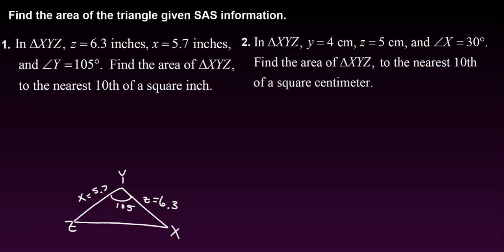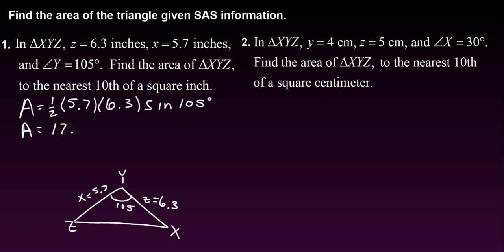So this means that we can use the area formula. So the area of this is 1/2 times 5.7 times 6.3 times sine of 105. And then at this point, it's literally just calculator work. So you're going to put it in the calculator just like it is. Make sure your calculator is in degrees because they gave you degrees. And when you do, you're going to get 17.3.